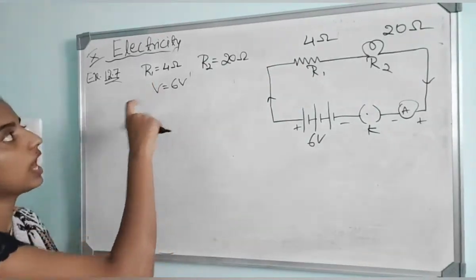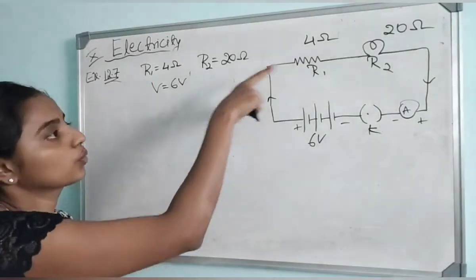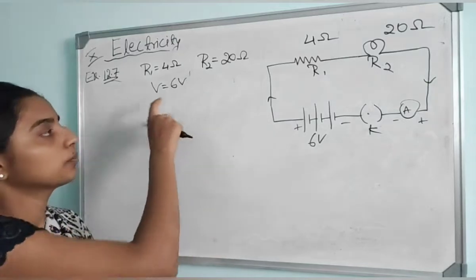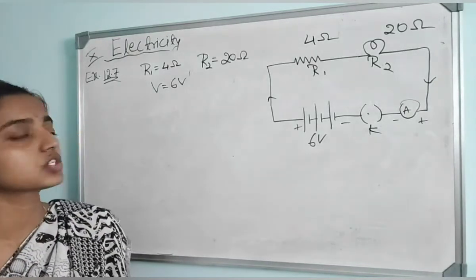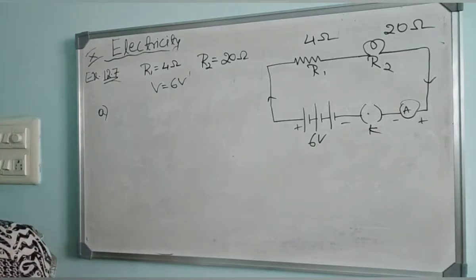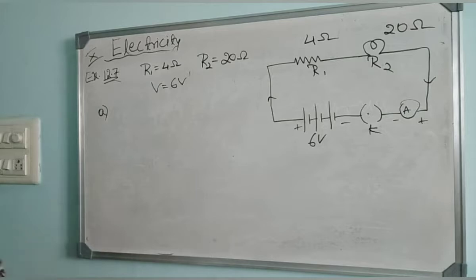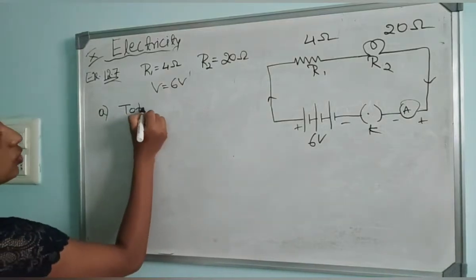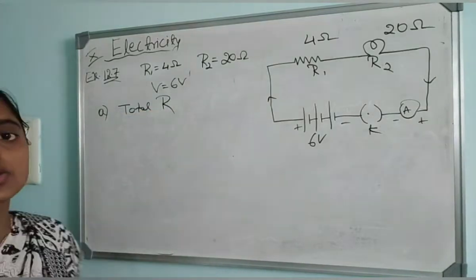So based on the naming, R1 I took as 4 ohm and R2 as 20 ohm. And the potential difference, voltage, is 6 volt, and here we have 3 sub-questions. So look at the first question. What is the first question? They are asking us to calculate the total resistance.